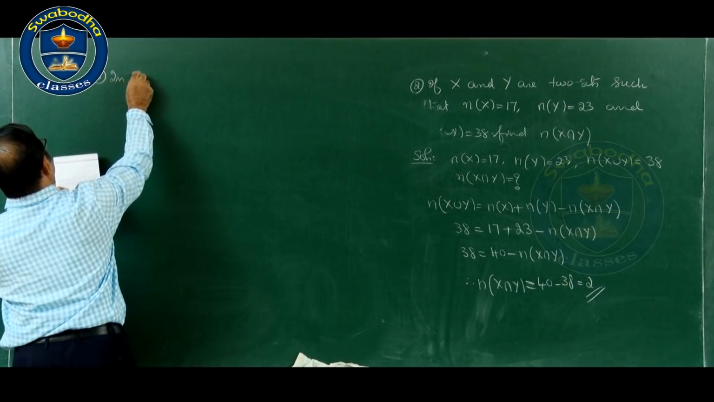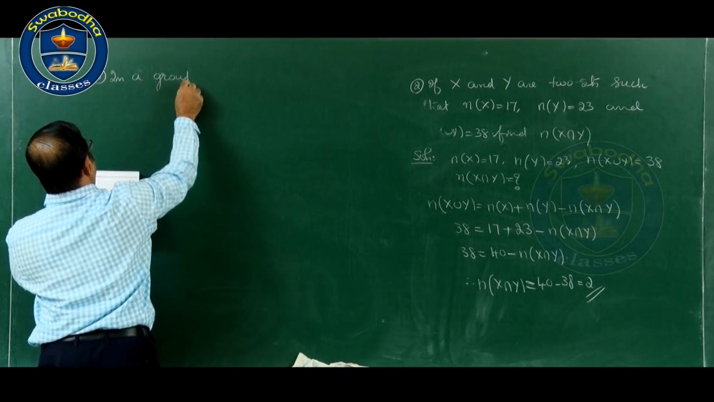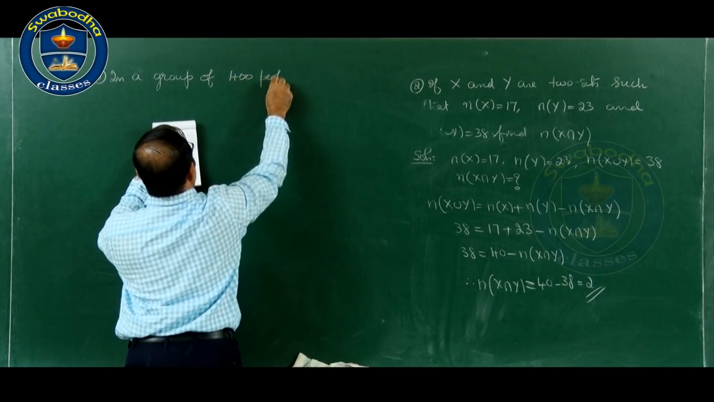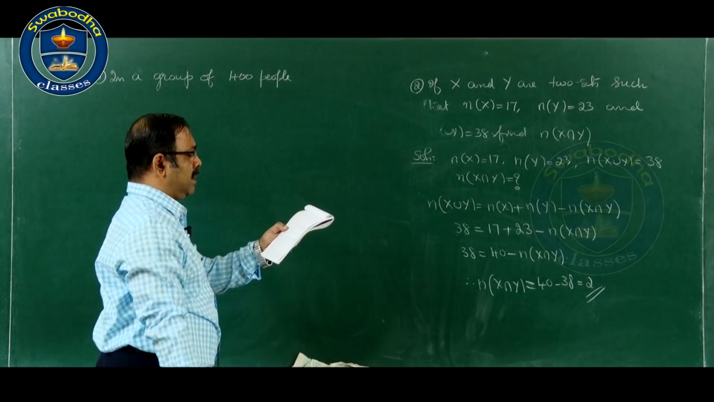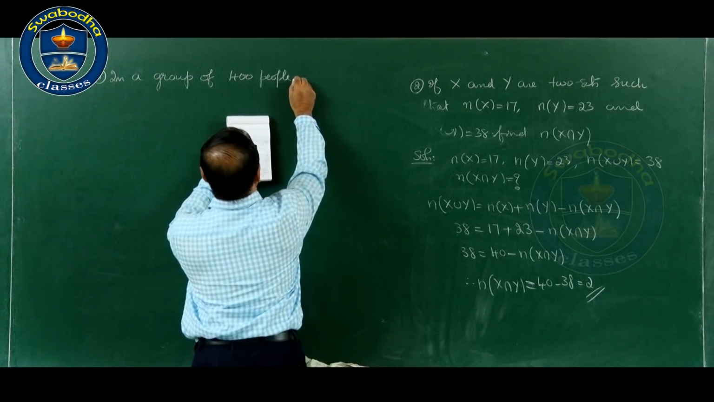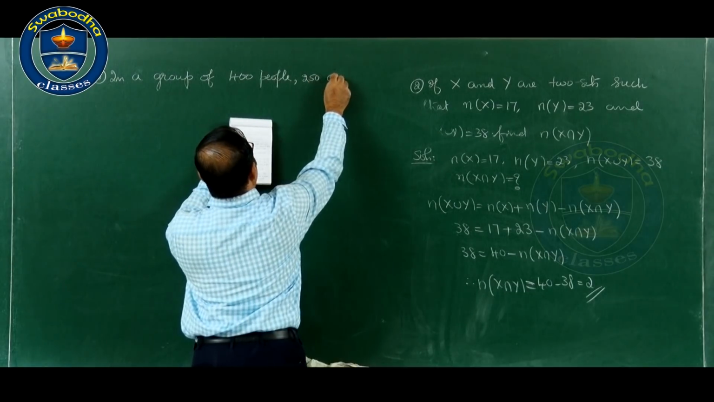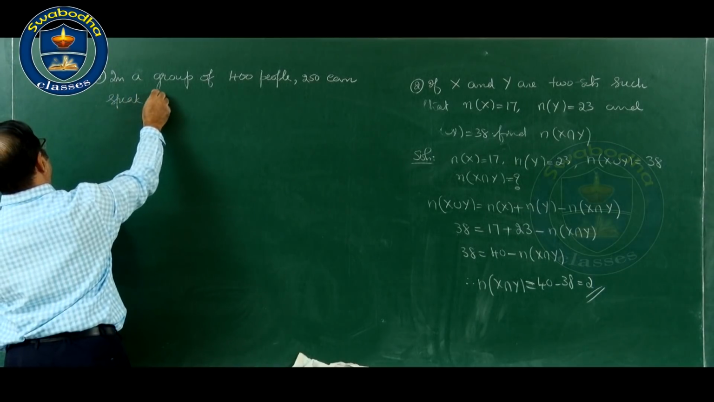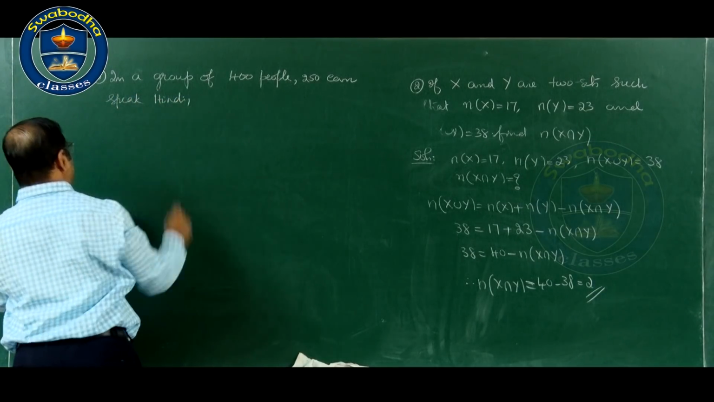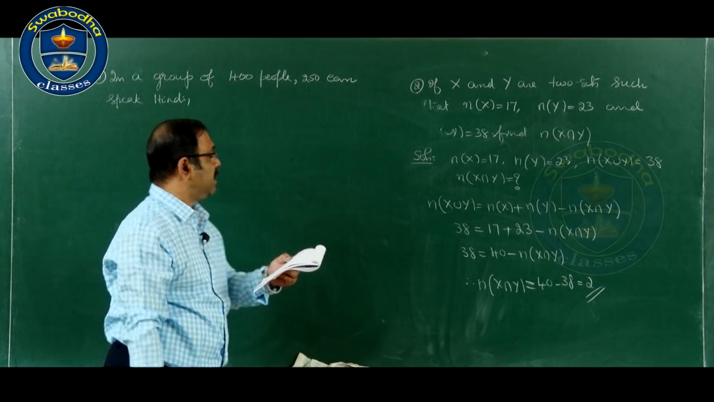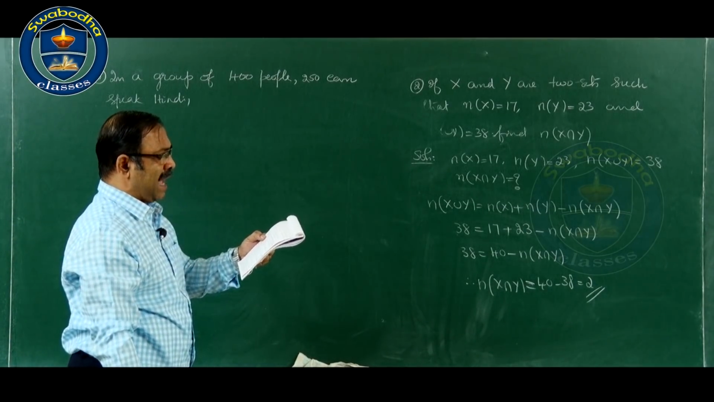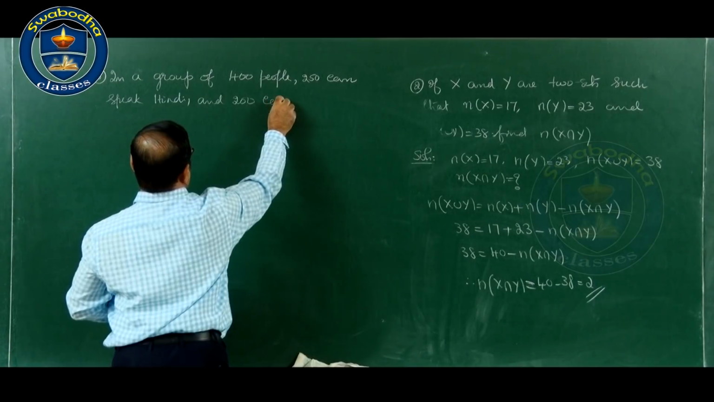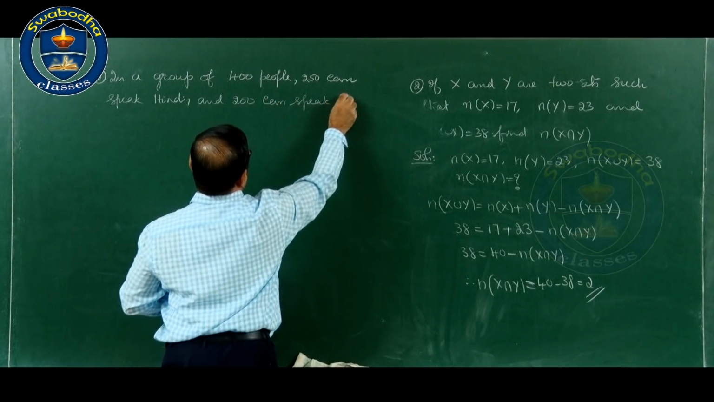One more problem. In a group of 400 people, 250 can speak Hindi and 200 can speak English.